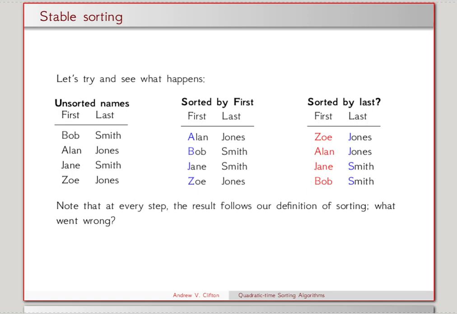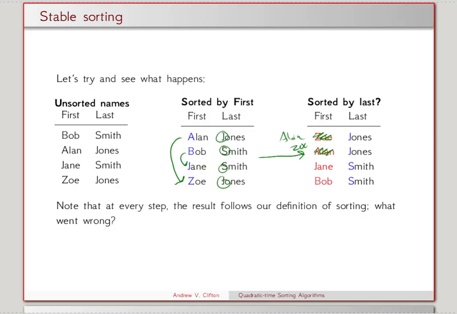So the definition says if two elements are equal with respect to the sorting order. We're talking about the last name sort. So the Joneses are equal and the Smiths are equal. Within the Jones group, the order of Alan before Zoe will be preserved from the input. A stable sort would have put Alan first and Zoe second because that is the original order they had. Same thing goes for the Smiths.